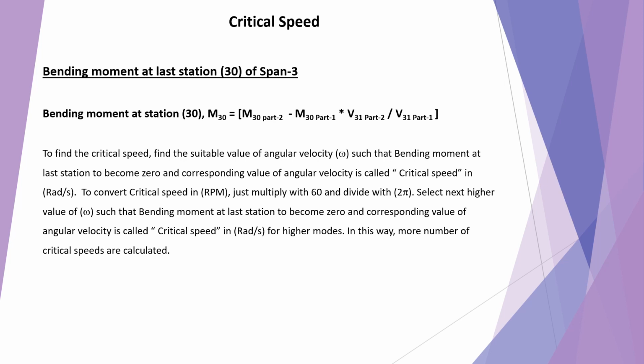To convert the critical speed to RPM, just multiply by 60 and divide by 2 pi. Select a higher value of omega such that the bending moment at the last station, that is M30, becomes 0, and the corresponding value of angular velocity is called the critical speed in radian per second for higher modes. In this way, more critical speeds are calculated.